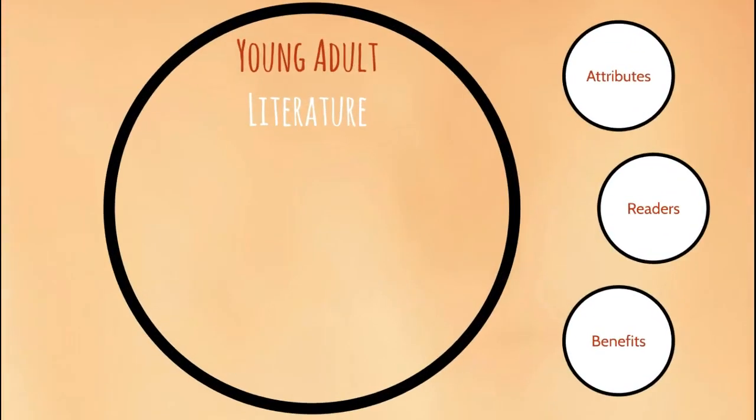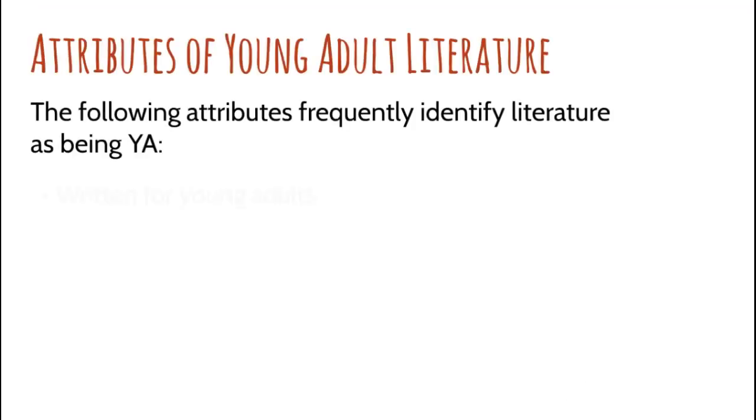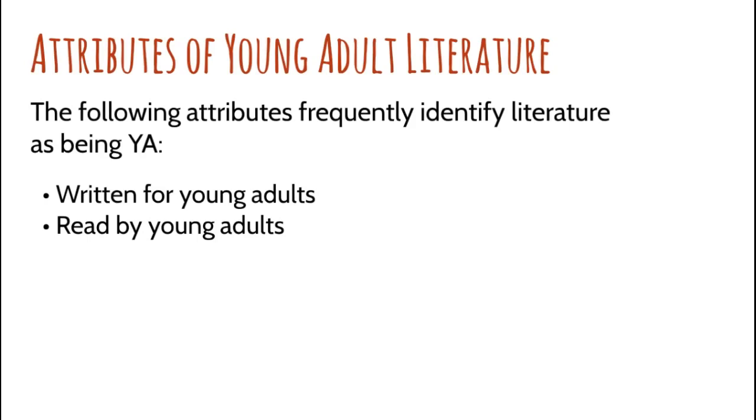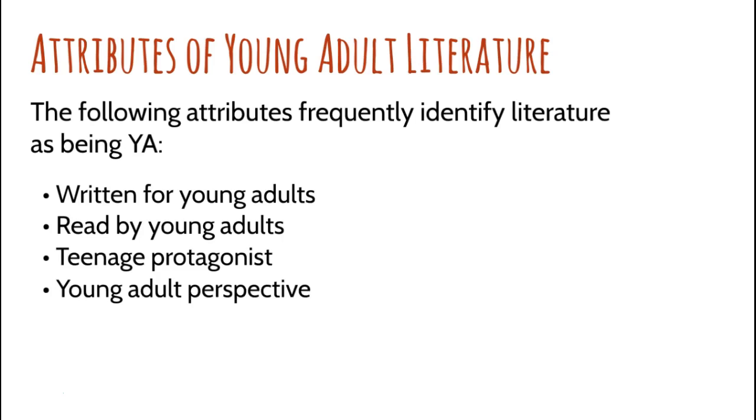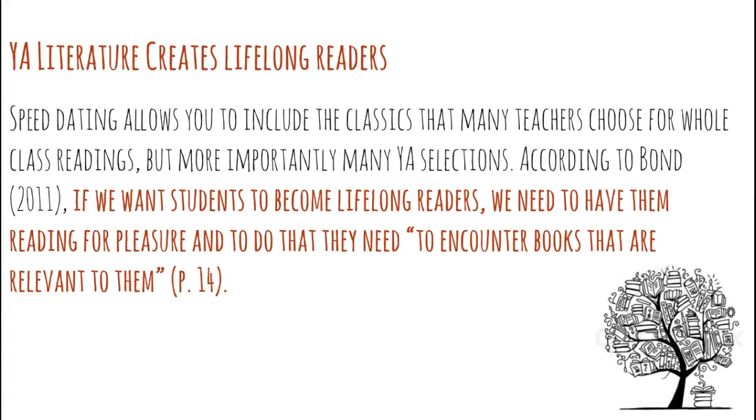Next is incorporating young adult literature into your speed book reading. Young adult literature is specifically marketed and written for the teen audience. YA literature really deals acutely with the issues and emotions that speak to the lives of young adults. Some attributes of young adult literature are that it's written for young adults and read by young adults. There's usually a teenage protagonist, but not all of the time, and it has a young adult perspective. So the literature creates lifelong readers.